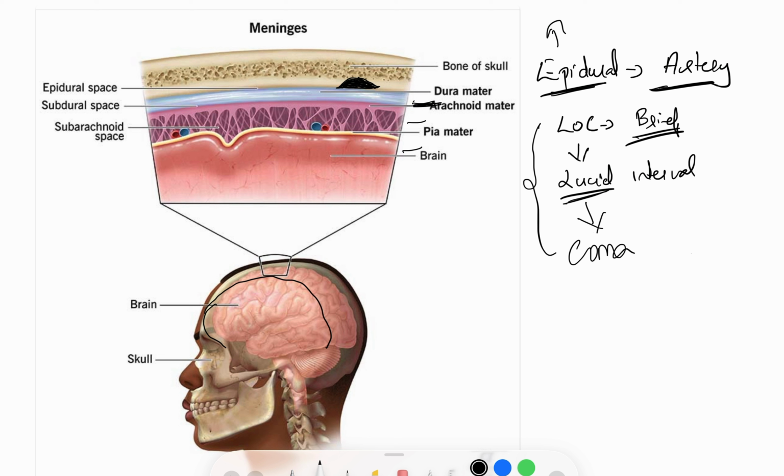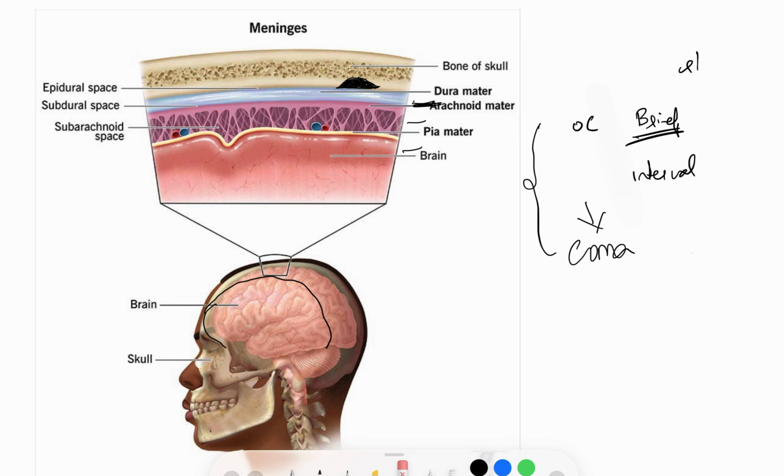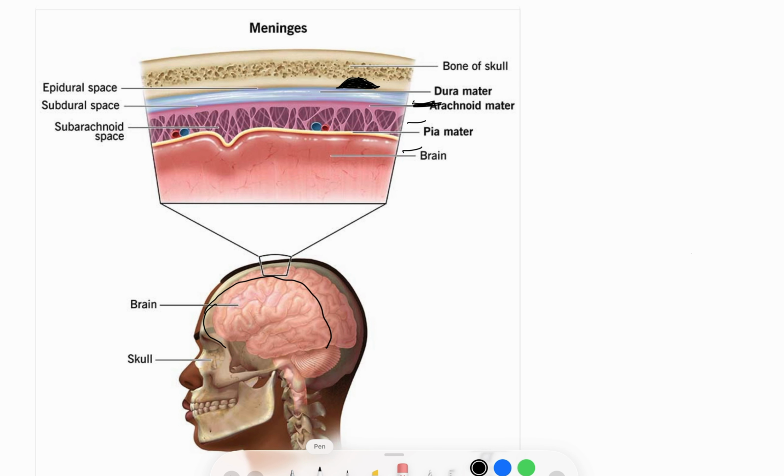That means the patient had epidural hematoma. Because if the patient is having a lucid interval and then the patient goes into coma, that is epidural hematoma. Okay, so this is one of the most important things to remember when we are talking about the epidural hematoma. So now we got an idea what it is.